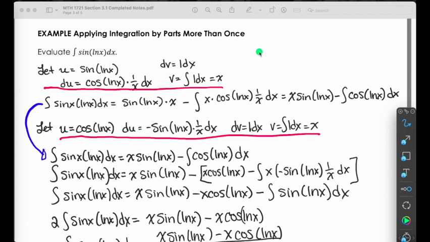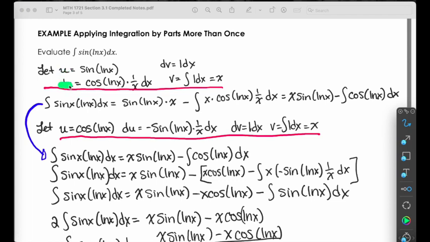In this example, we have another integral where we're going to have to use integration by parts more than once. So here's my first integration by parts, and then this is where I start it the second time. Now, the first time we use this, I'm going to let u be sine ln x. So dv is going to be dx in this case.